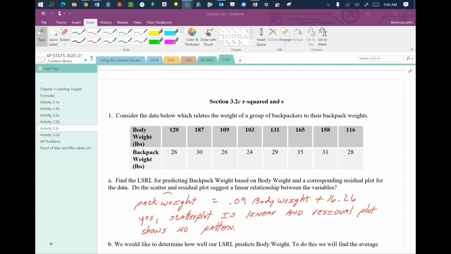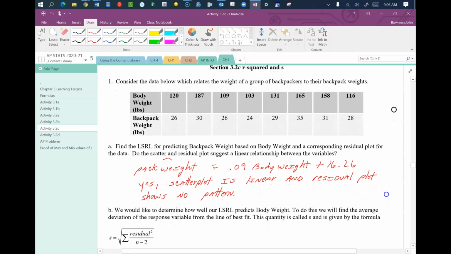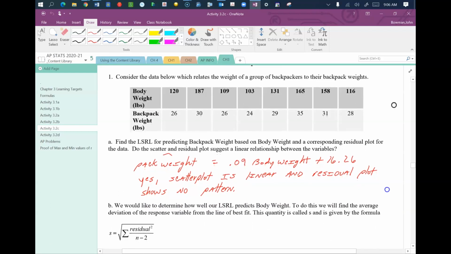You should have also found that the corresponding residual plot shows very little pattern and the scatter plot is linear, so it's appropriate to fit a line to this data. What we would like to do is quantify how well our least squares regression line predicts backpack weight. To do this, we are going to start out by finding something called S, or the standard deviation of the residuals.